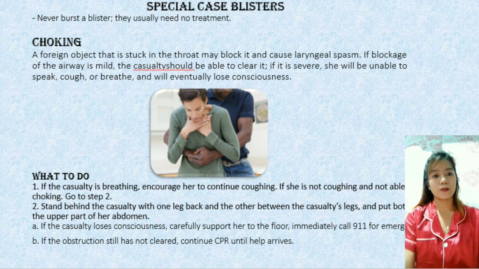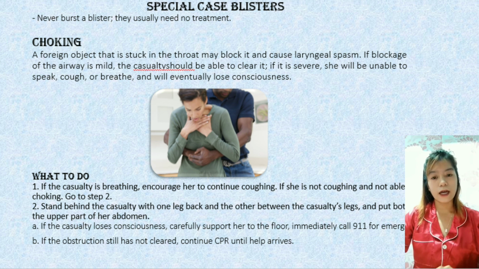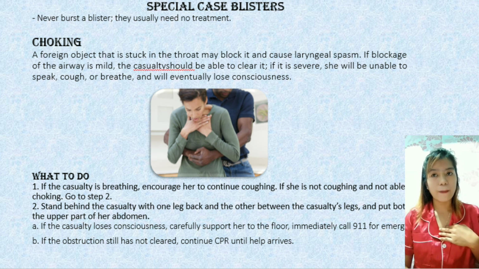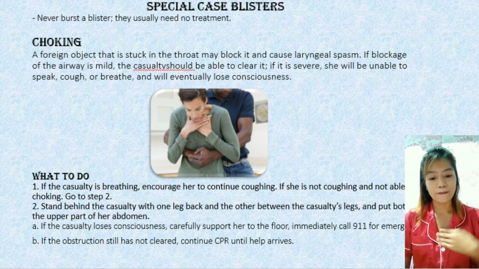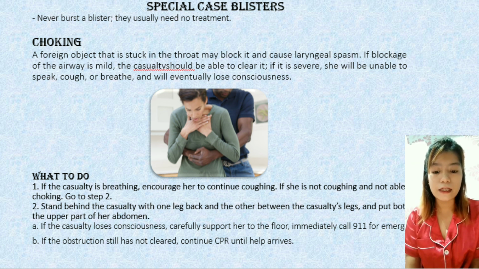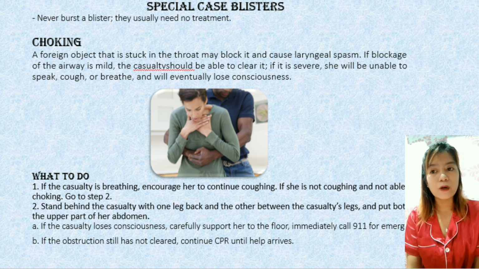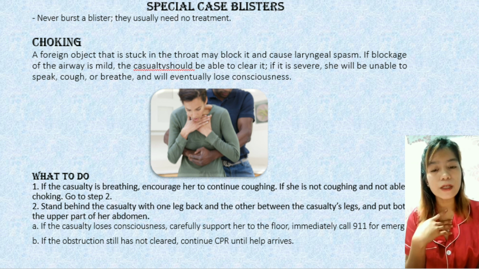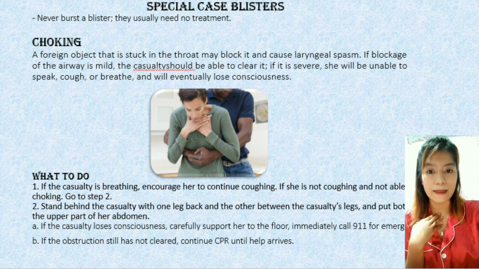The next topic is choking. Pag ang tao ay nakalunok ng isang malaking pagkain, ito ay bumabara sa ating lalamunan. So, nagkakaroon siya ng pagkabara or paghina ng ating paghinga. Ang dapat natin gawin when it comes to this situation is i-encourage natin yung tao na patuloy pa rin siyang umubo para mailuwa niya yung bumara sa kanyang lalamunan, then maiwasan yung pagbagal ng ating paghinga.